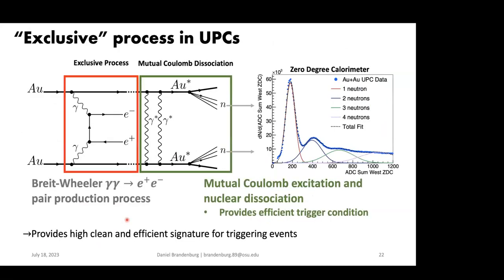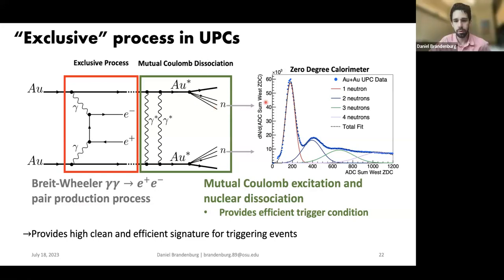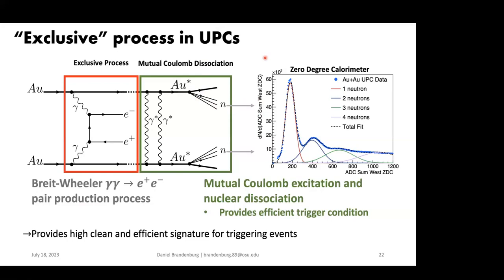Daniel, there are a couple of questions in the Slack chat. Good. So, how do we separate coherent and non-coherent processes in experiments by looking at the number of vector mesons?